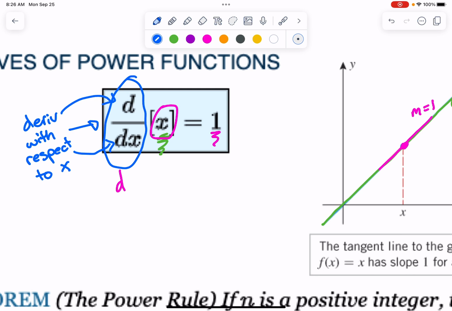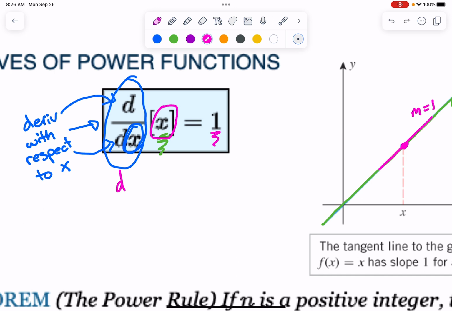So we would have d over dt instead of d over dx, but that's what that notation means. That just means take the derivative with respect to x. X is our designated variable, okay? We'll also be taking the derivative with respect to y at some point too. So we'll get to that, but that's what that notation means.